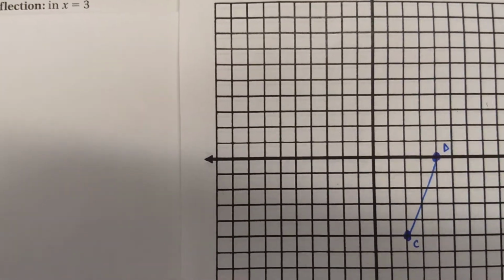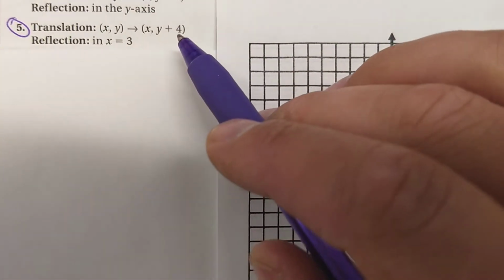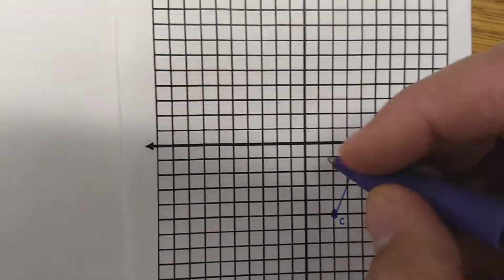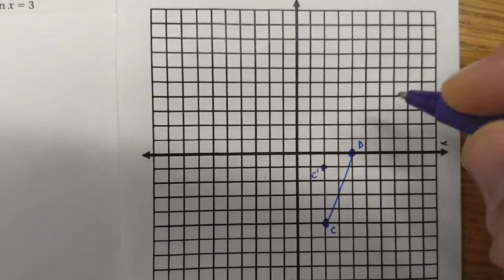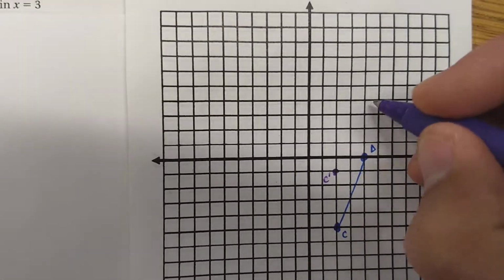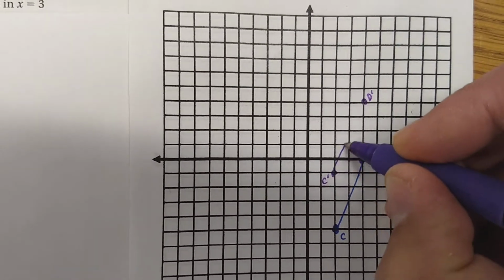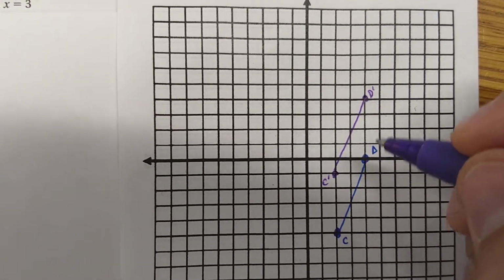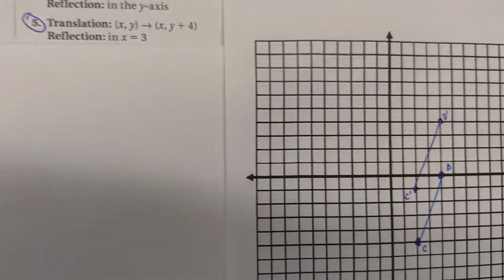Okay, so first of all, if I take C and D, and I remember the rule is that we're going to change the y value so that they're all 4 units higher. 1, 2, 3, 4. C prime is going to be that point right there. 1, 2, 3, 4. D prime is going to be that point right there. And so after that initial translation, you have a new prime image. But that's not the entire glide reflection.